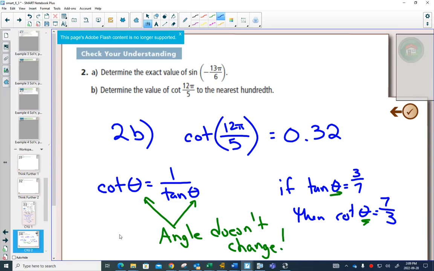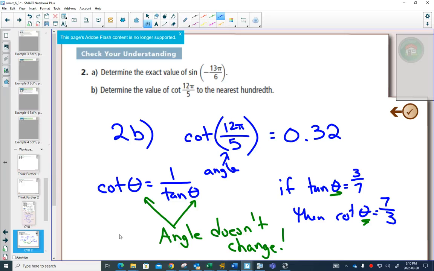But now, the 12 pi over 5 is the angle. But you're so used to flipping fractions, because you will do this often, that you will be tempted to flip the fraction in the angle. Can you see yourself getting tempted by that? If you flip fractions a lot over here, you're like, oh, here's another fraction. I'll just flip it, because that's what I do. Yeah. So the angle never changes.